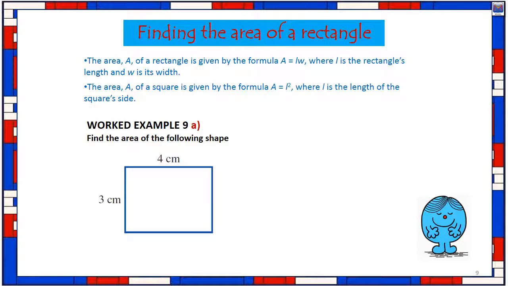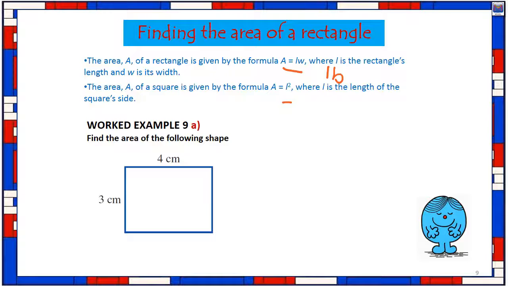Finding the area of a rectangle: we have our nice little formula, length times width, LW, or if you'd like, length times breadth, LB. Breadth and width mean the same thing. A square is a special scenario because the length and the width are the same, so we can just say length squared.